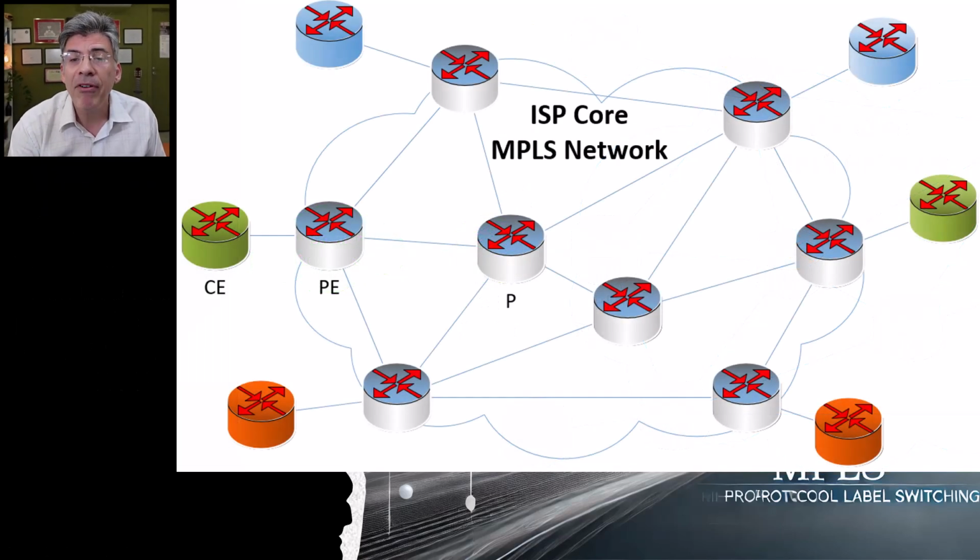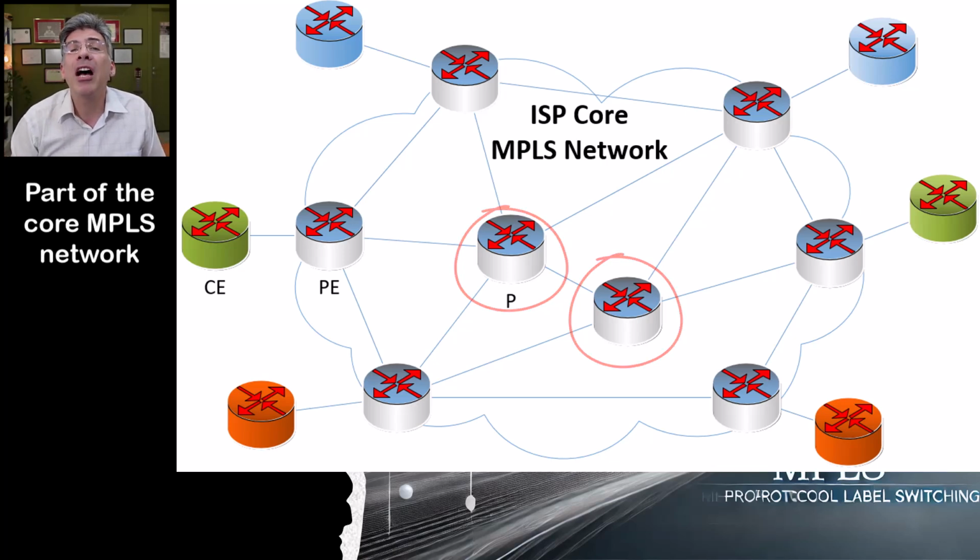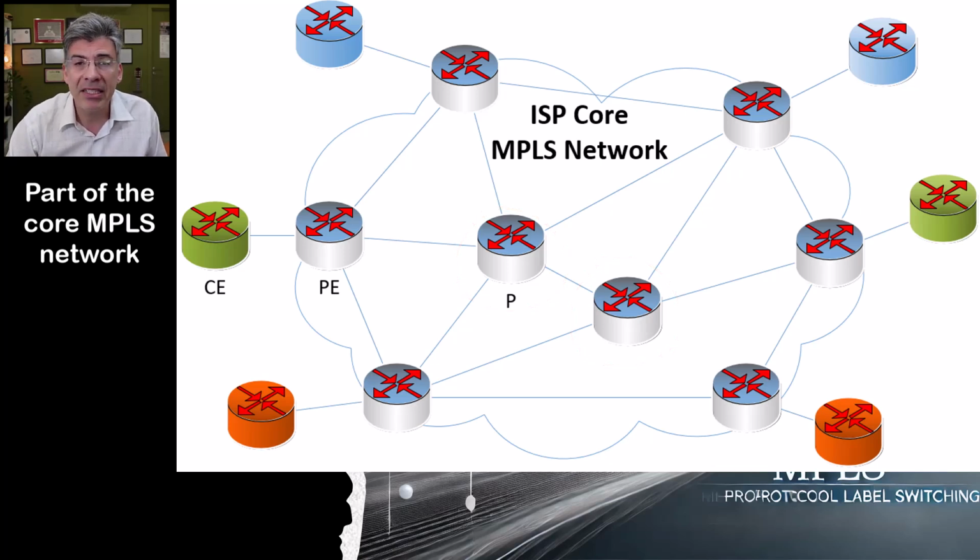And finally, we have what are often called the P routers, or the provider routers. These here are the P routers within the MPLS topology. These are essentially the devices that are not on the edge of the MPLS infrastructure, but they're part of the core network, interconnecting PE devices and other P routers as well.